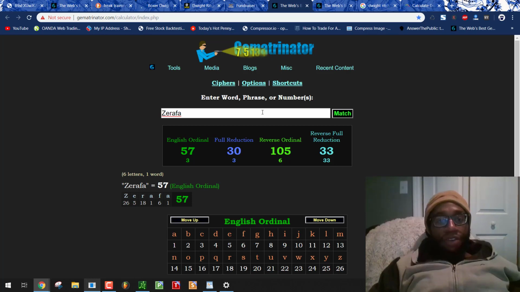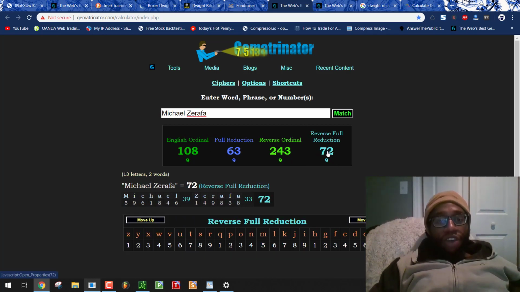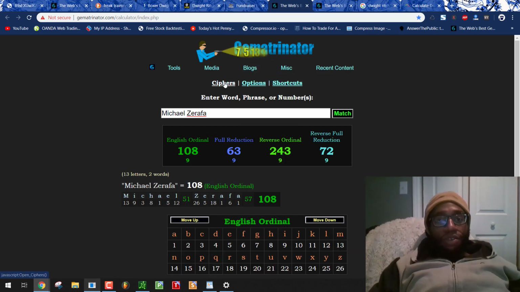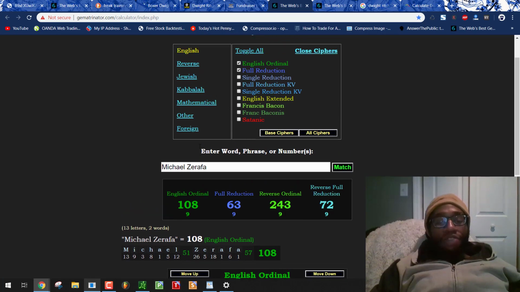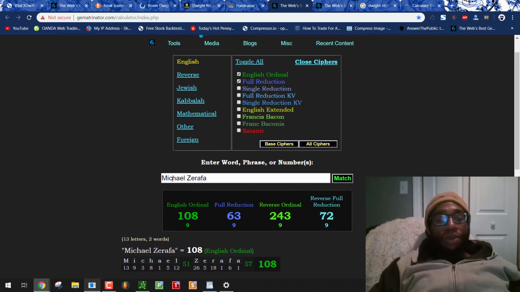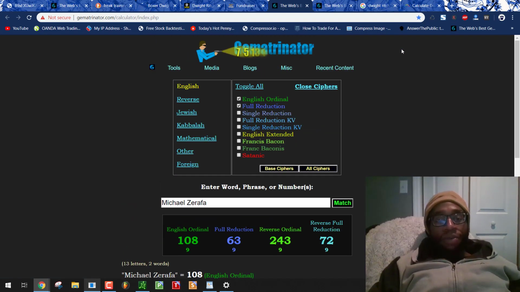Masonry 105.33, Scottish Rite 57. Michael Zarafa 72, like Jesuit order. So we get more Freemasonic numbers. I would expect something closer to what we're getting with his name, but not necessarily. Not with the first and last name, at least. So sometimes it doesn't always go with the pattern you want.